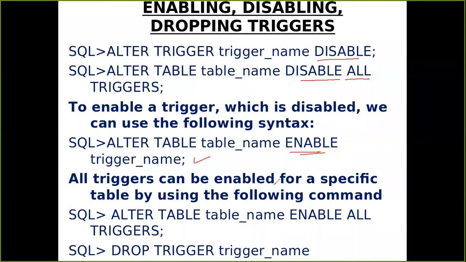All triggers can be enabled for a specific table by using the command alter table name enable all triggers. Similarly, you can remove a trigger using the drop command, drop trigger name, which will remove the trigger from the table. So these are the commands you can use for handling triggers: you can enable it, disable it, or drop a trigger from the database itself.